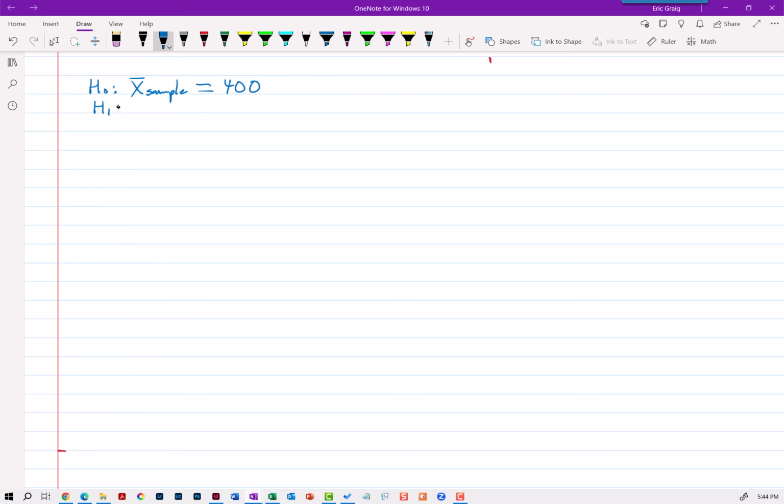Our alternative hypothesis, H1, in this case, is going to be that we don't know what the sample mean will be, except that we're hypothesizing, we're proposing that it will be something other than 400. Whatever we did to these folks in our sample group, they're going to wind up having a mean score in the sample group that is not equal to 400.